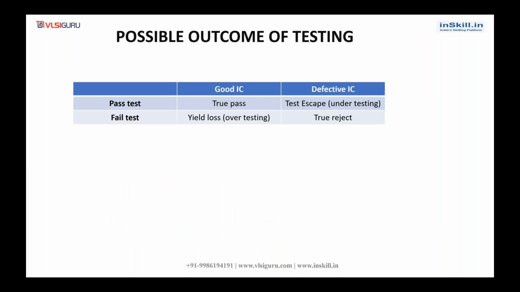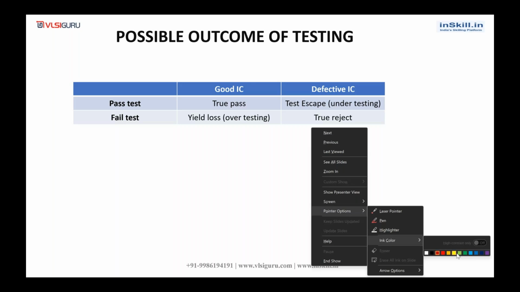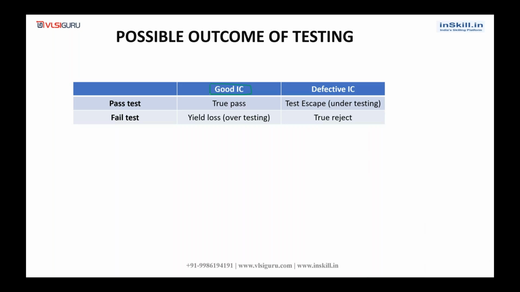So a good IC, if it passes the test, it is called a true pass. A defective IC, if it fails the test, it is called a true reject.